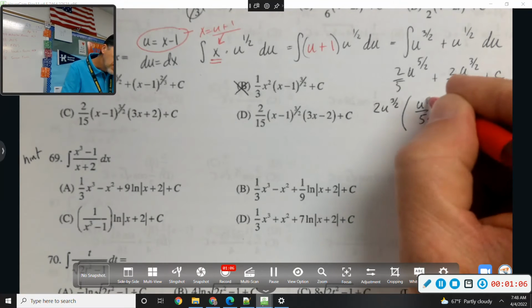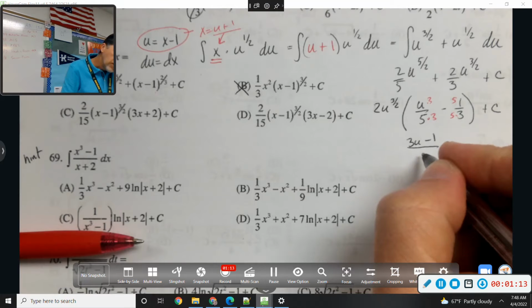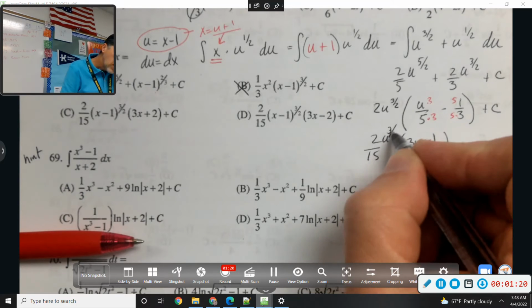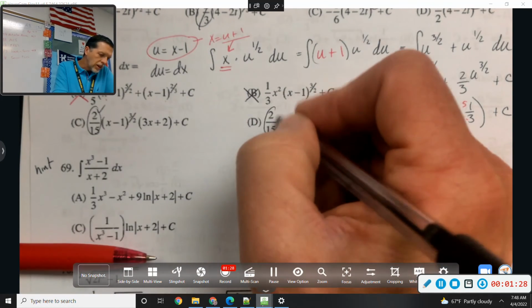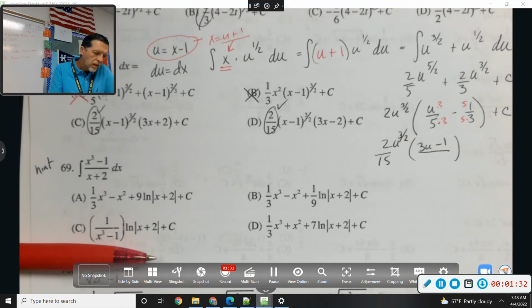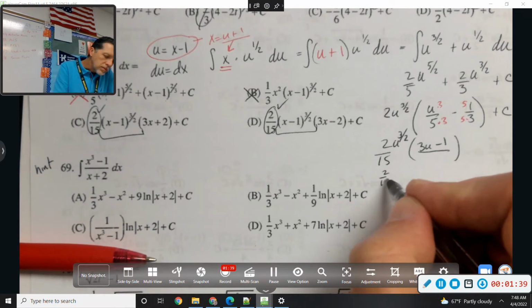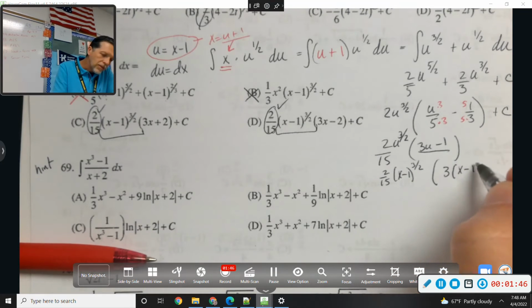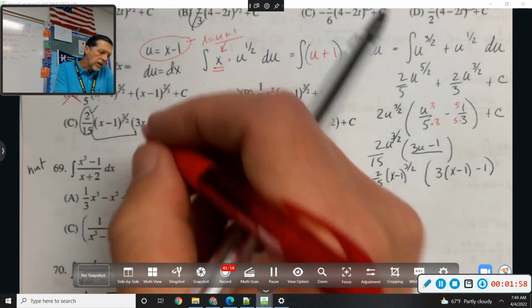Let's get a common denominator. So 3u minus 1 over 15. So I'm going to take the 15 out. And so I'm still looking at C and D. They both have the 2/15. U is x minus 1, so they both have x minus 1 to the 3 halves. And then I'll put x minus 1 back in for u. And that would get me 3x minus 2 rather than 3x plus 2.